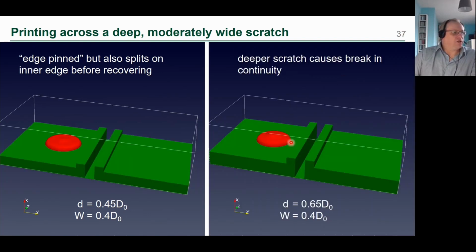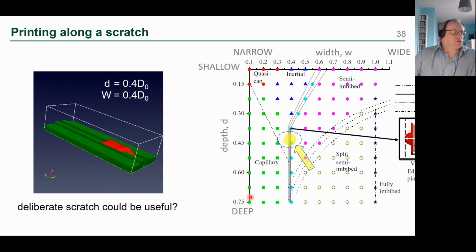If we then change the depth of the scratch a bit, you actually end up with a situation where you can't recover that continuity. And you get a break in the printing. But scratches could perhaps be useful because if you actually print along the scratch, you can get a nice, sharp, continuous line like this. So they could be used in a positive way, I guess.